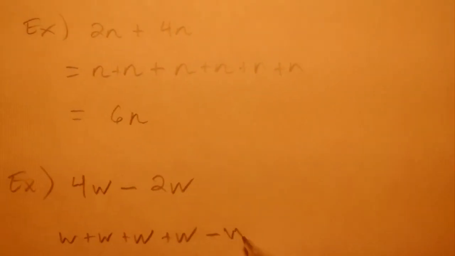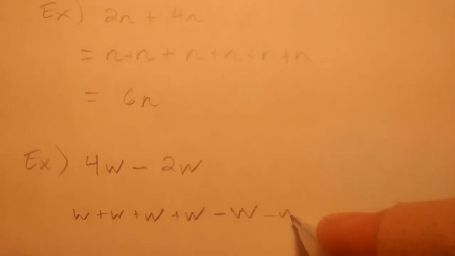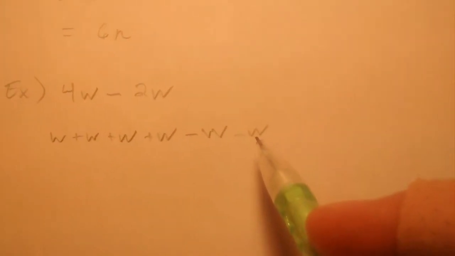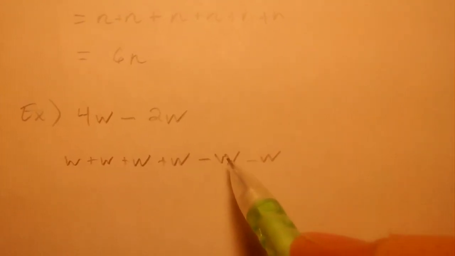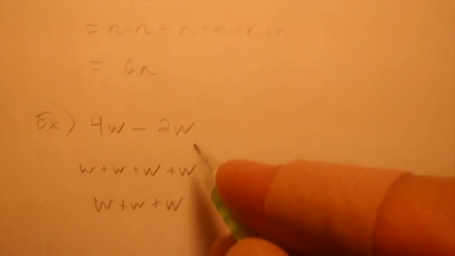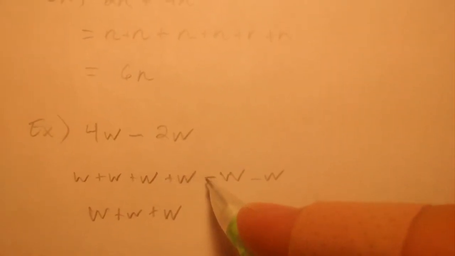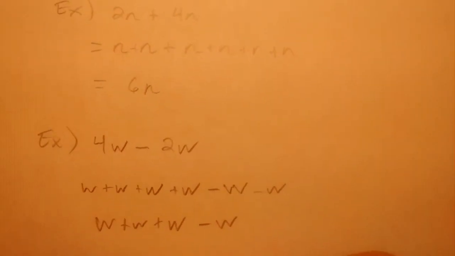Well, there's 1 w subtracted off, and we have to subtract off another one. So there's another w subtracted off. So the question now is, how many w's remain? Well, this w and this w will undo each other. So any number or expression minus itself will give you nothing. It'll give you 0. So that'll leave me with this. And so this w and that w leave you with nothing. And so we have 2 w's added together. So the simplified version is 2w.